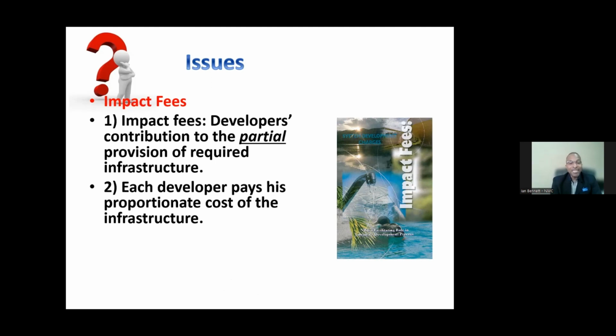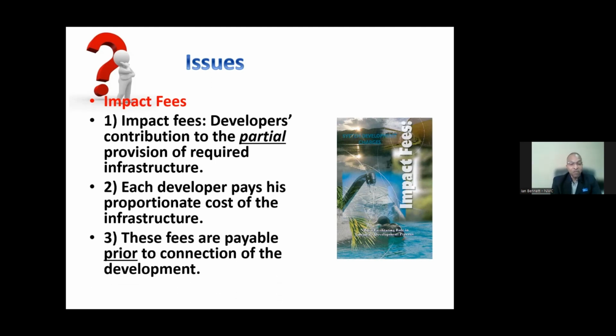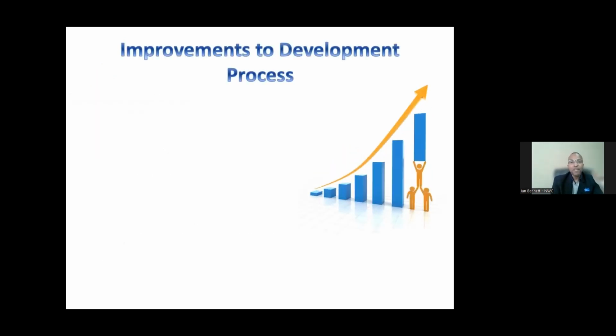Each developer pays his proportionate cost of the infrastructure, and these fees are payable before the connection of the development. Please, it is very important because it really does help to make the entire process much smoother. Now, what are some of the things we intend to do to improve the development process?